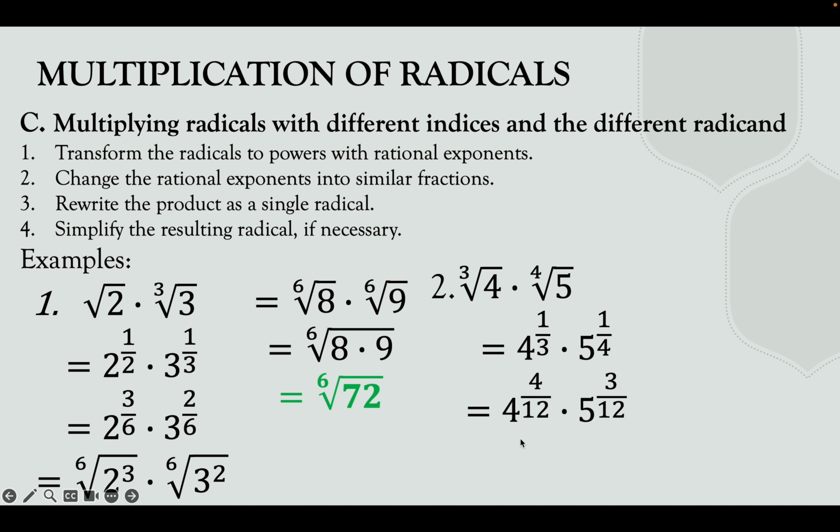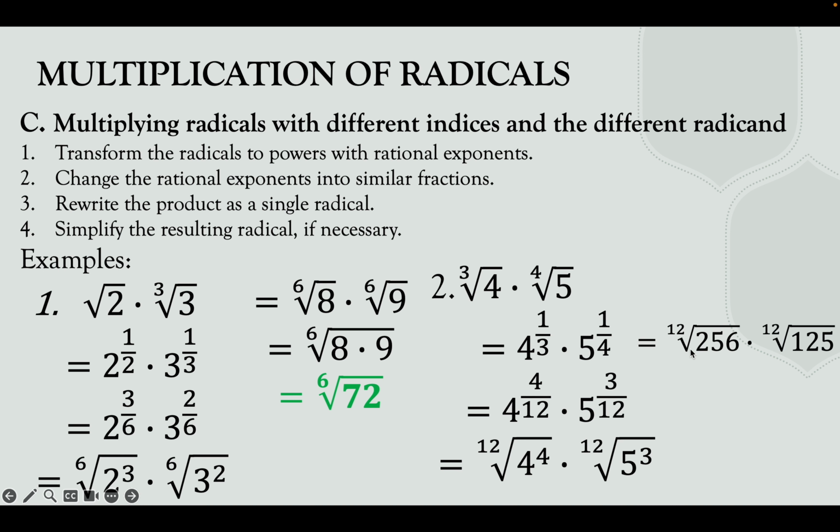So since we have the same denominators now, change this one into radical form. So we have here 12th root of 4 raised to 4 times 12th root of 5 raised to 3. Simplify first the terms in the radicand. So we have 12th root of 256, that is 4 raised to 4, 256. 5 raised to 3, we have 125. Since we have the same indices now, we can multiply directly the radicands. So we have here 12th root of 32,000. So we can simplify this one. So this will be the final answer.